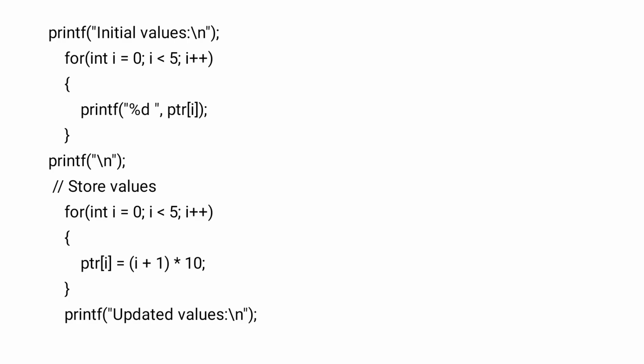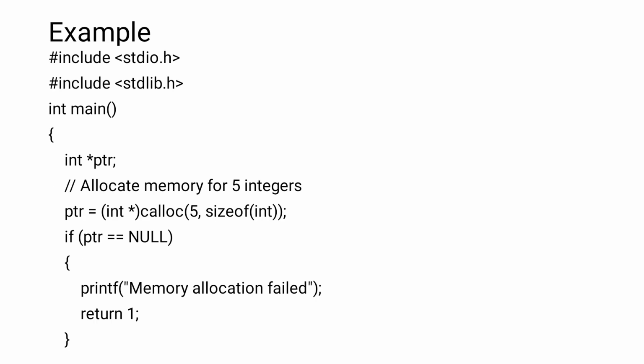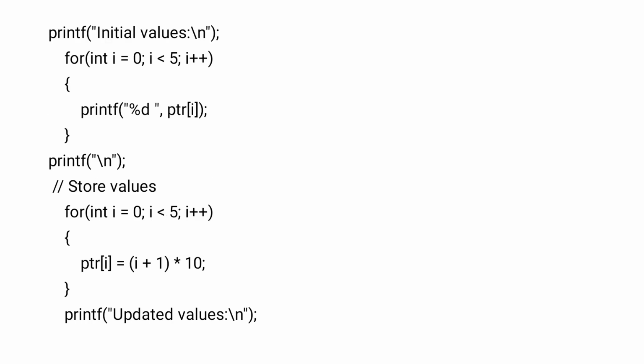That means ptr[0]. Here ptr is the variable using which we are allocating 5 elements. So ptr[0] means the first value, and by default it has 0. Likewise we are printing all 5 values. Next i = 1 means ptr[1], and that value is 0. We are printing that in the new line.